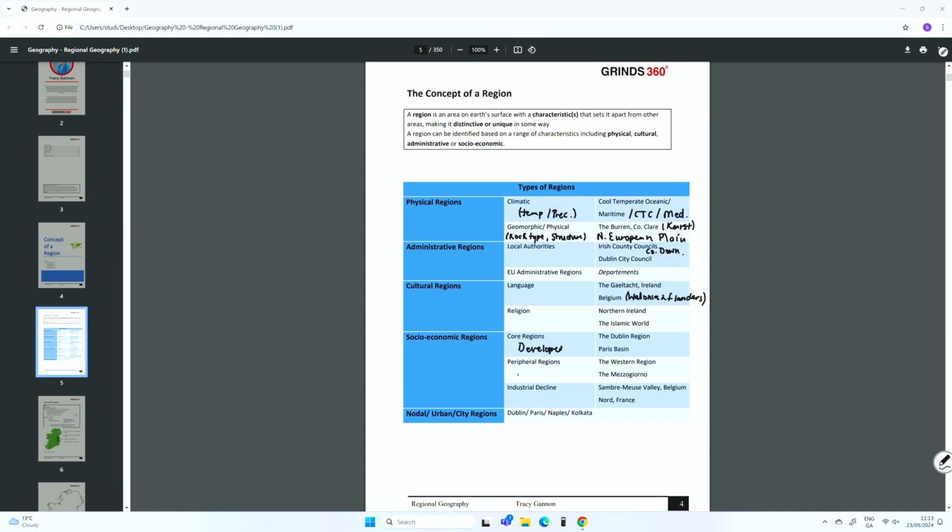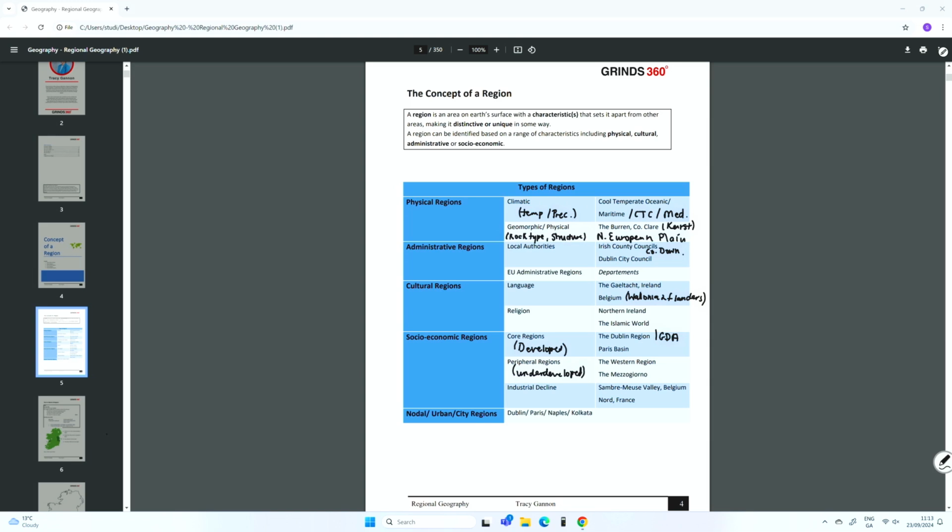Whereas what you'll see below is your peripheral region. They tend to be underdeveloped or developing. Core regions include the Dublin region, also we can say the GDA, the Greater Dublin Area, and the Paris Basin in France. Peripheral regions is the like of the Western region or the Mezzogiorno. A lot of people used to study the Border, Midlands and West. That does not exist anymore. You have the Northwestern Regional Assembly.